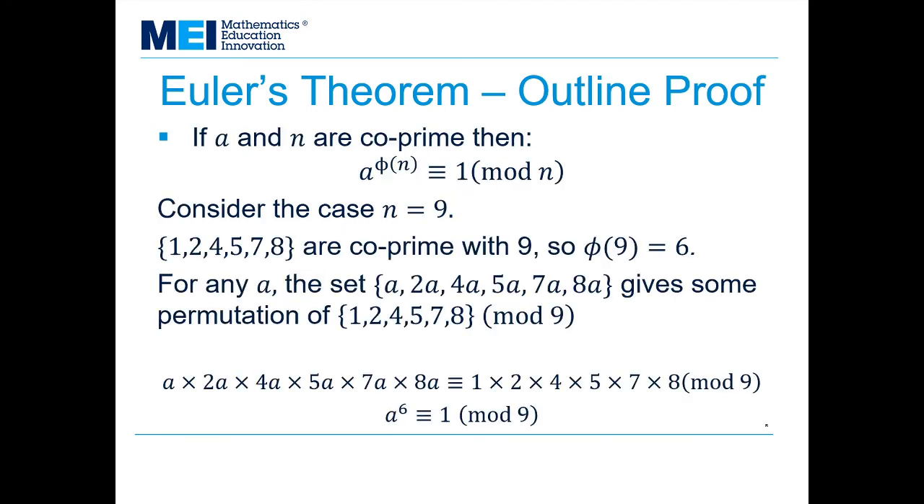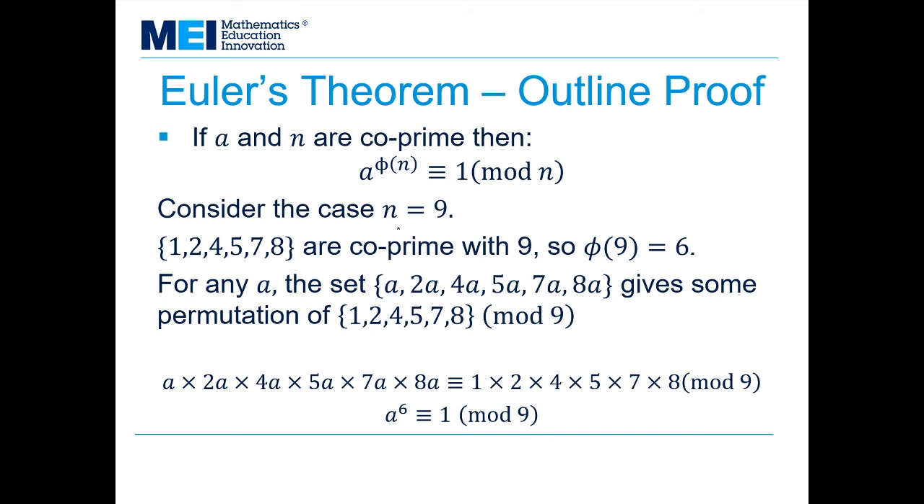Here's that written out a little bit more neatly for you. So the numbers 1, 2, 4, 5, 7, and 8 are coprime with 9. So phi of 9 is equal to 6. And for any a, the set a, 2a, 4a, 5a, 7a, 8a gives some permutation of 1, 2, 4, 5, 7, and 8 mod 9. So when I multiply all of these together, I'm just going to get 1, 2, 4, 5, 7, and 8 mod 9, and then by dividing through by 1, 2, 4, 5, 7 and 8, I'm left that a to the 6th is congruent to 1 mod 9.